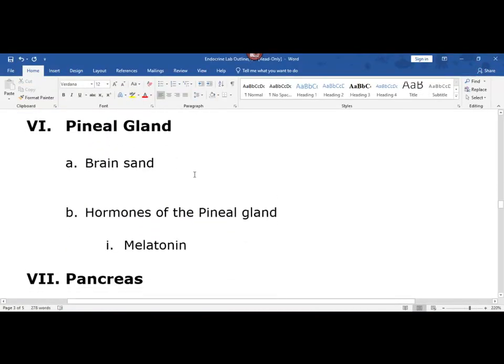Here's the pineal gland. Remember that little bitty part of the brain? It's right above what's called the baby's butt, the corpora quadrigemina. It has this purple material that's really hard. It's called brain sand. And here's the hormone produced by the pineal gland.